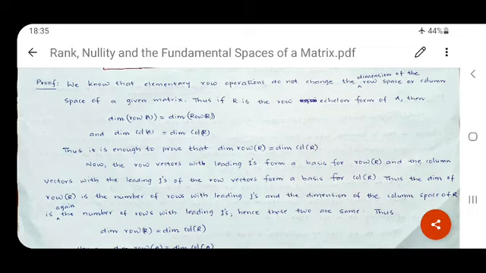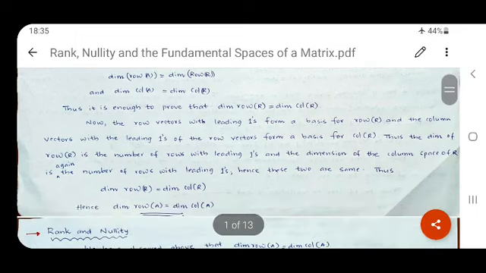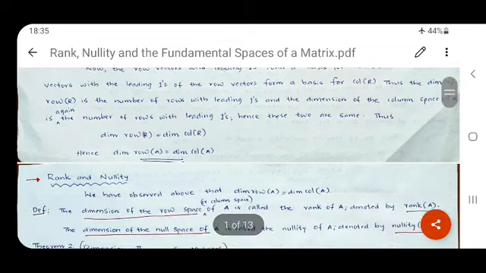Thus, the dimension of the row space of R is the number of rows with leading ones, and the dimension of the column space of R is again the number of rows with leading ones. These two are the same. Thus, the dimension of the row space of R equals the dimension of the column space of R. Hence, the dimension of the row space of A equals the dimension of the column space of A. We have the definitions of rank and nullity in the next section.